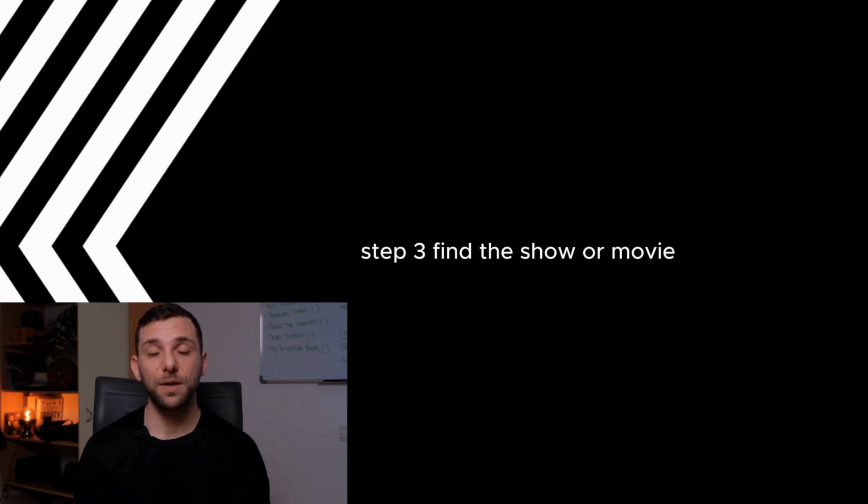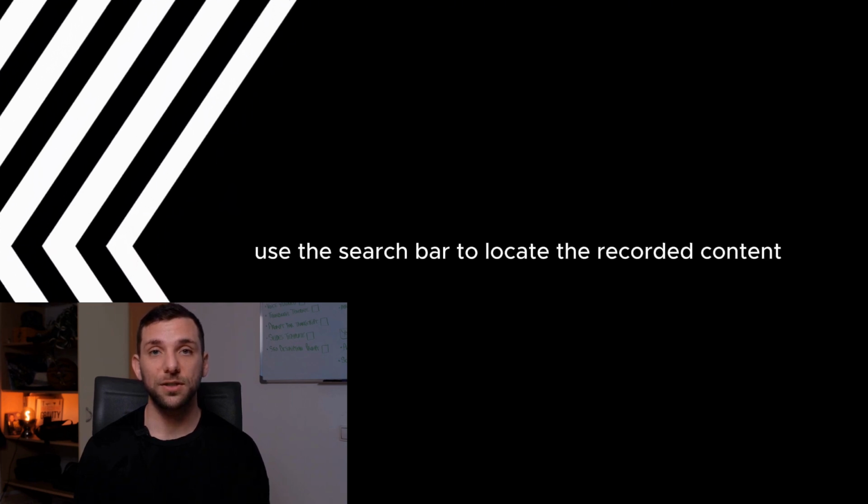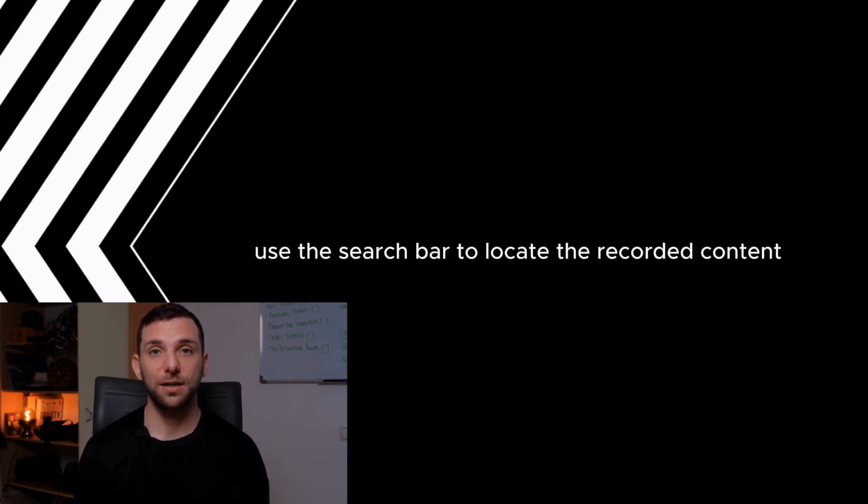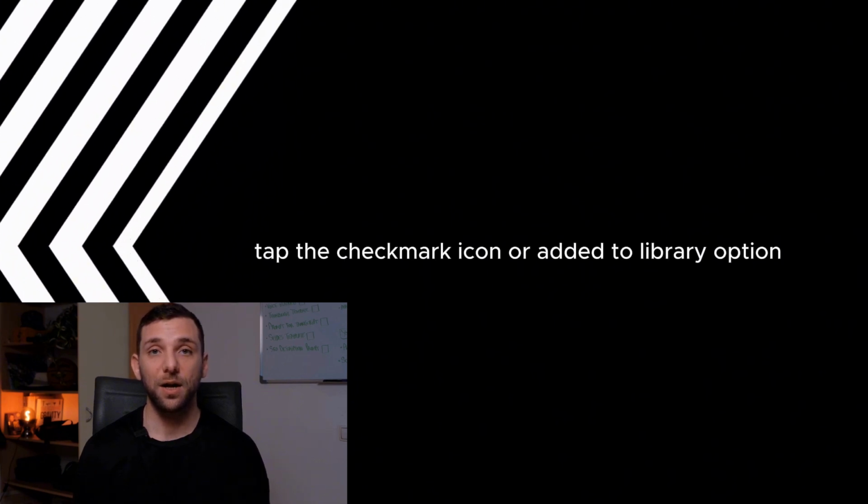Step 3. Find the show or movie. Use the search bar to locate the recorded content. Step 4. Remove the show. Tap the checkmark icon or Added to Library option. Confirm by selecting Remove from Library.